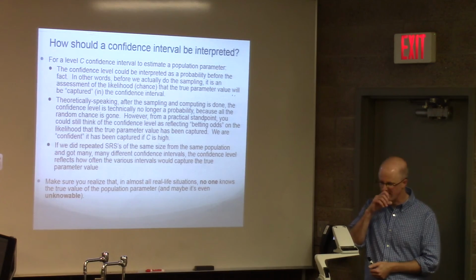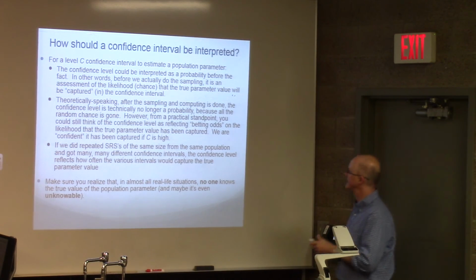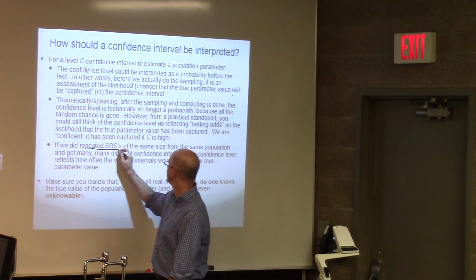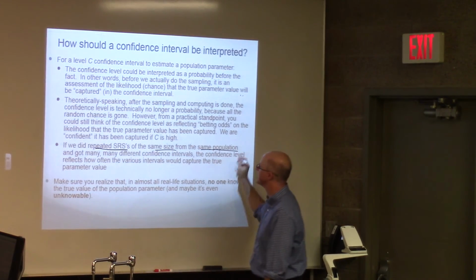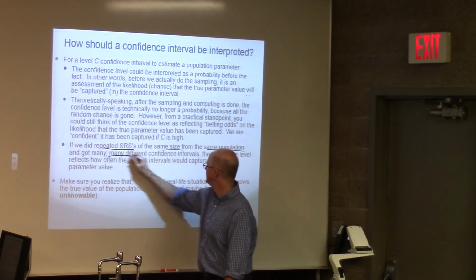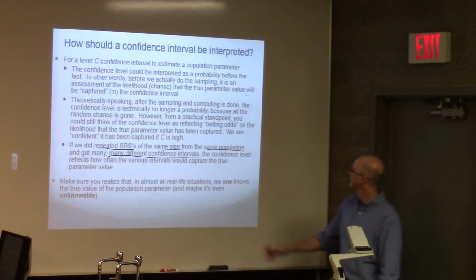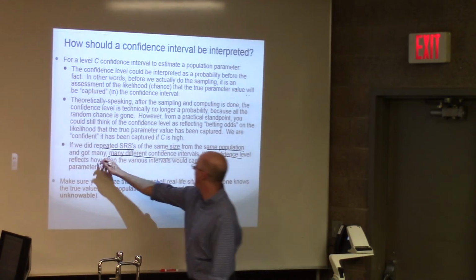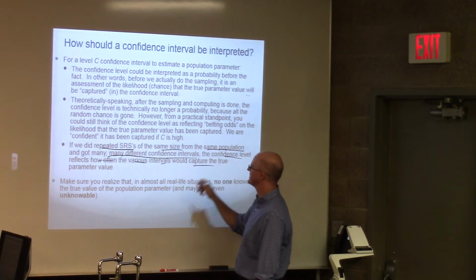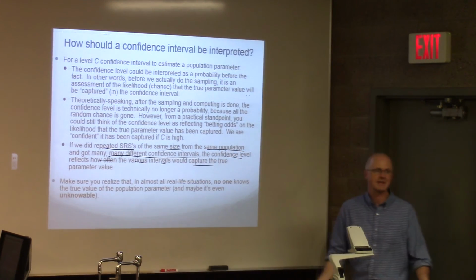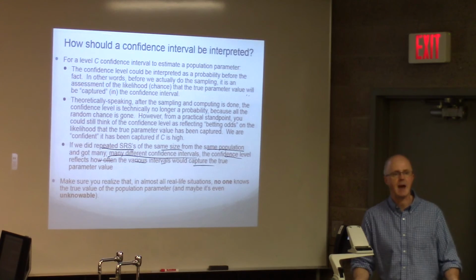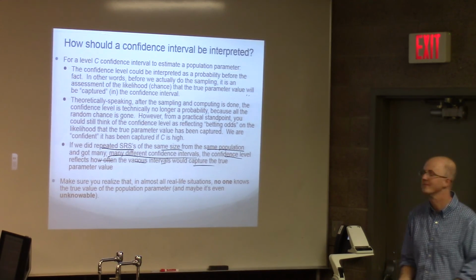A little bit more rigorously, if we did repeated simple random samples of the same size from the same population and calculated many, many different confidence intervals, you would get a bunch of different confidence intervals. The confidence level reflects how often the various intervals would capture the true parameter value. If you're doing 95% confidence intervals, it's going to be captured about 95% of the time.